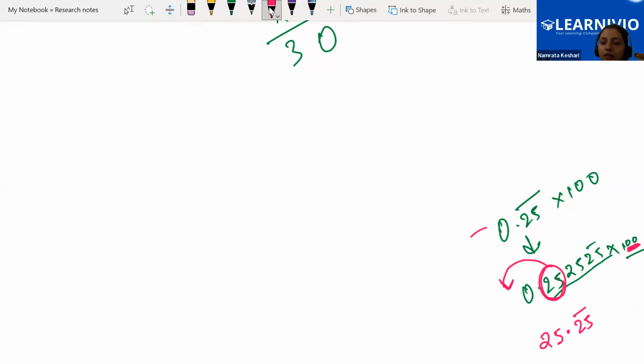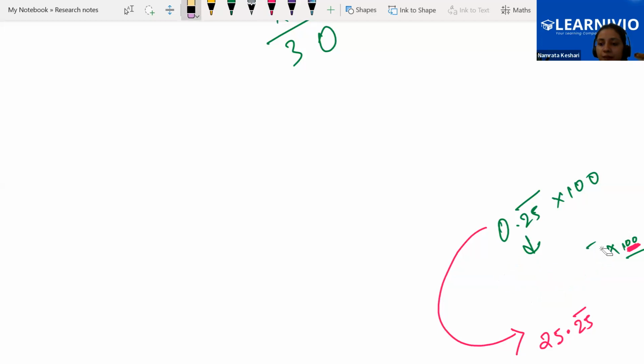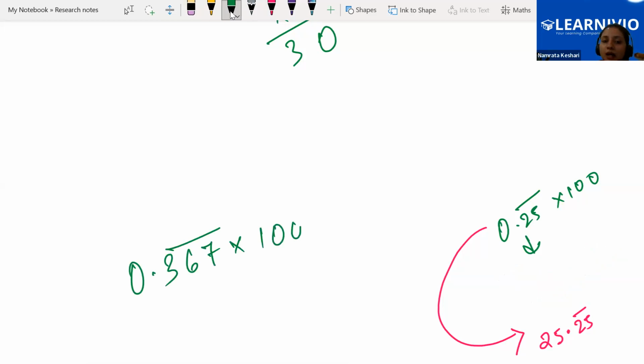Just see here, Ayan. Is it making sense to you? Ayan? If we have 0.367 bar into, let's say, 1000, the three zeros will take three digits out in front. So we will have 367.367 bar remaining, because it is 367, 367, 367. So one batch has been taken before the decimal, and the other batches remain the same. Getting it, Ayan?